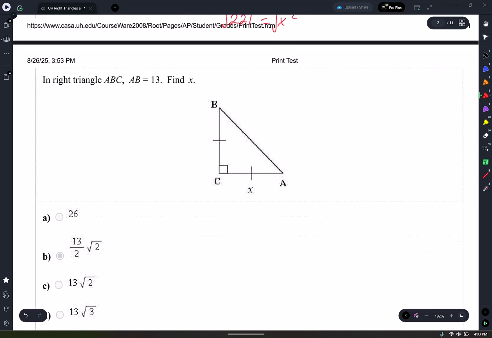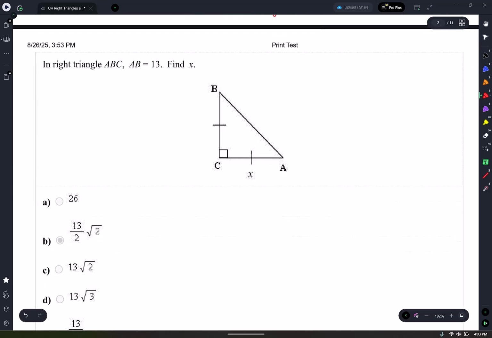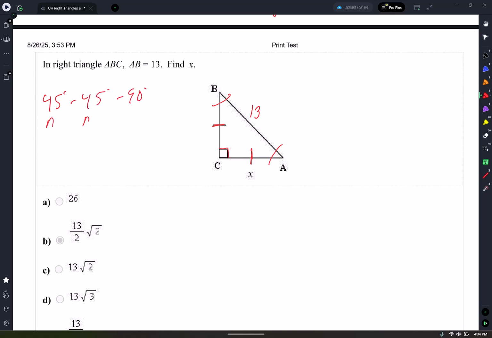This time they gave us a shape. They gave us the triangle. And we're happy for that. AB is 13, so I'm going to put 13 right here. This is a 45, 45, 90 degree triangle. How do we know that? Yep, we have 90 degrees there, so that means these two must be 45. So in a 45, 45, 90 triangle, we have n, n, and n square root of 2. Are we still okay?